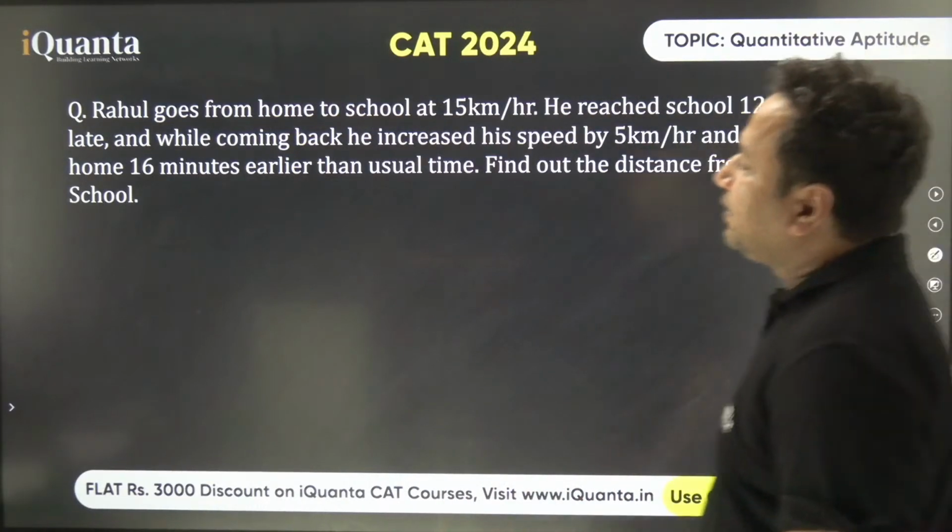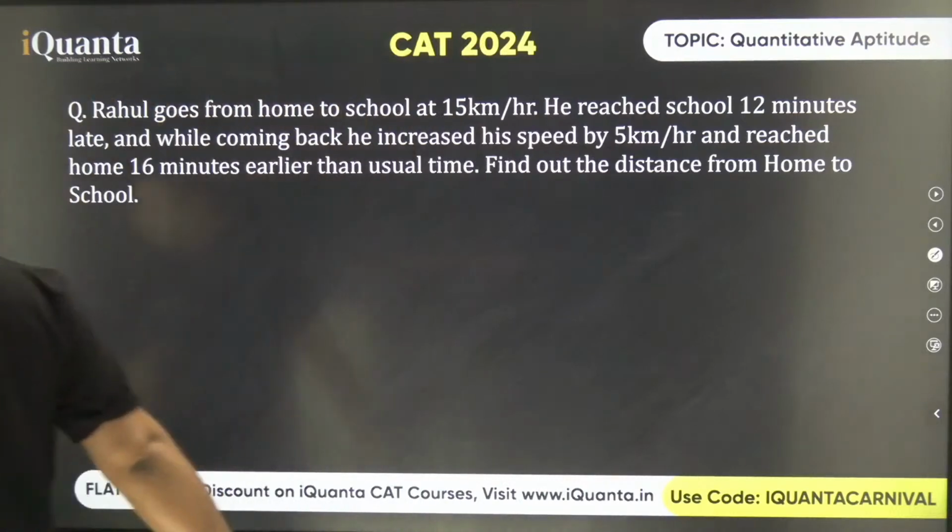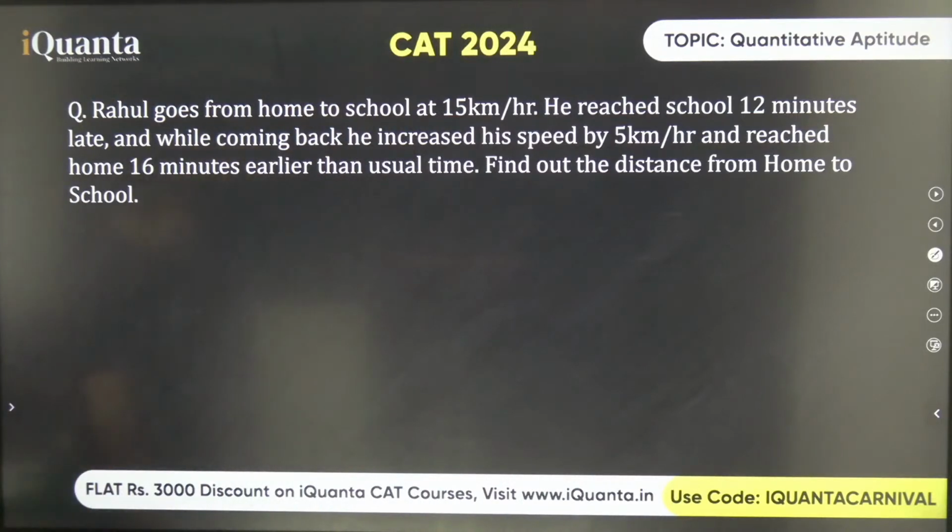Rahul goes from home to school at 15 kilometers per hour. He reached school 12 minutes late, and while coming back, he increased his speed by 5 kilometers per hour and reached home 16 minutes earlier than usual time. Find out distance from home to school. Chalo, you have 2 minutes, solve this.